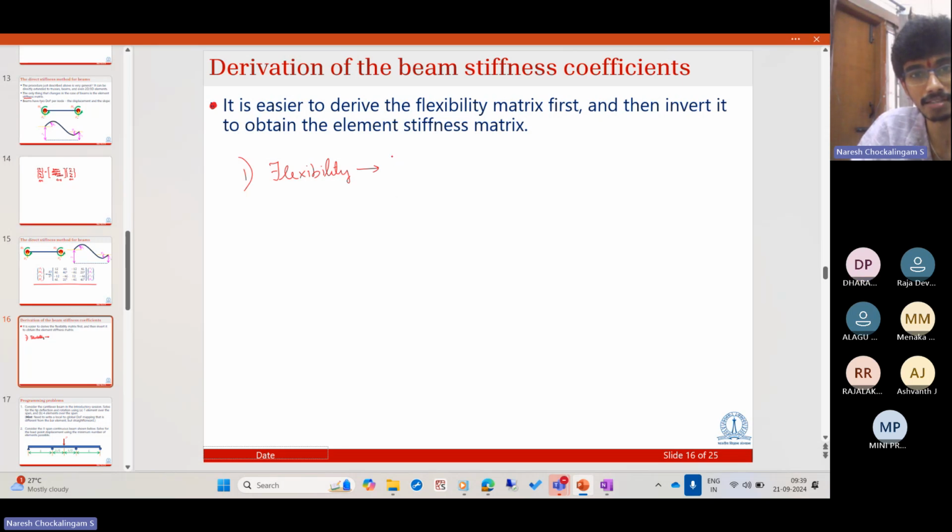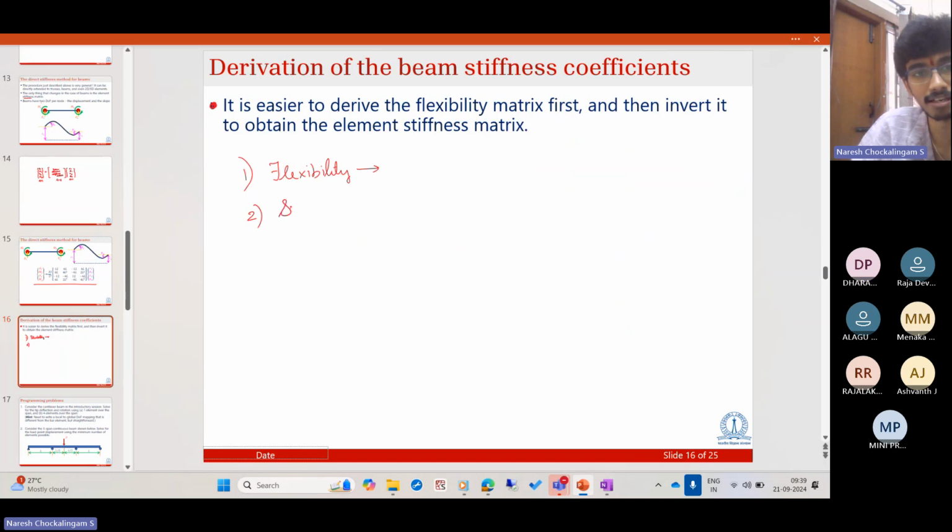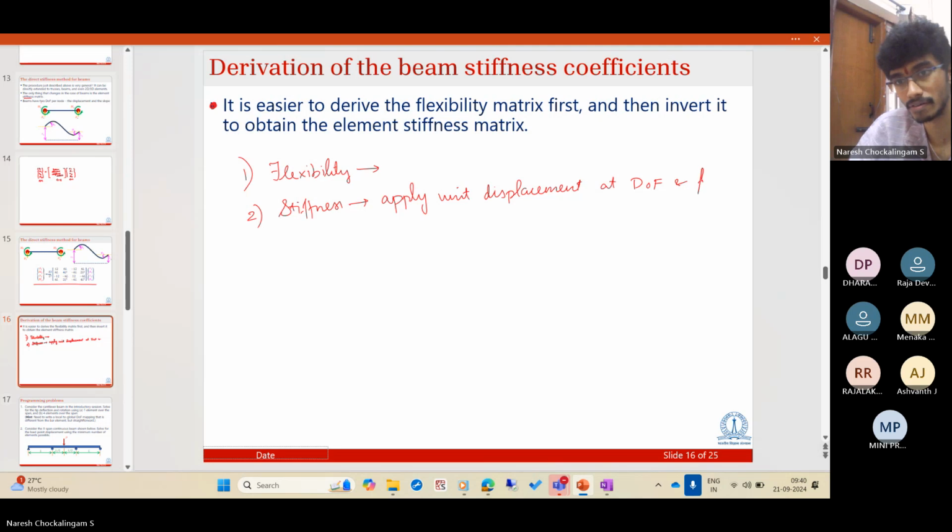So if you apply a unit displacement along this coordinate, and you restrict all the other degrees of freedom, then for a unit displacement, you're checking what are the forces induced. So that is the stiffness method. That's basically the definition of the stiffness matrix. That is fine. So you apply unit displacements at a degree of freedom and find the forces, right?